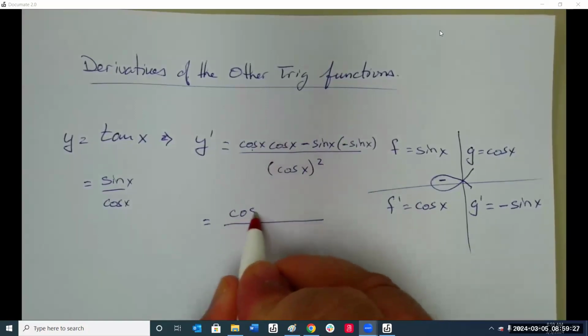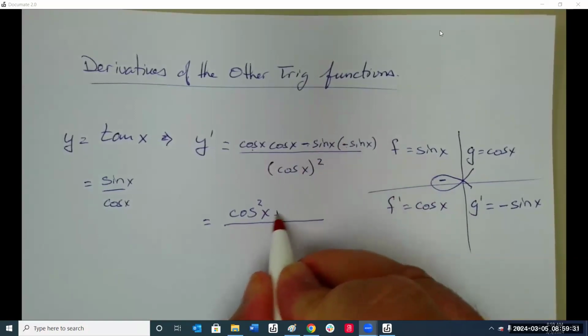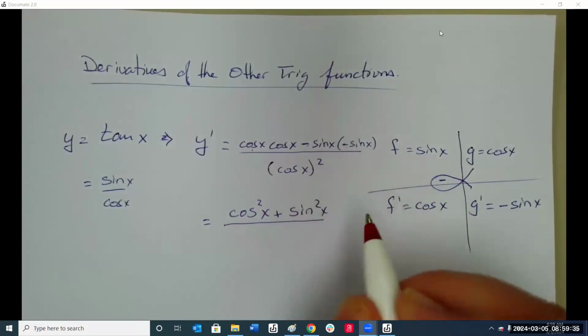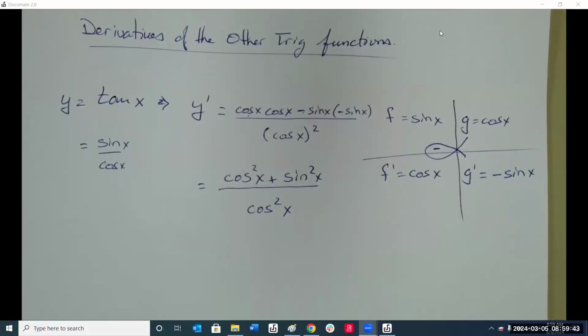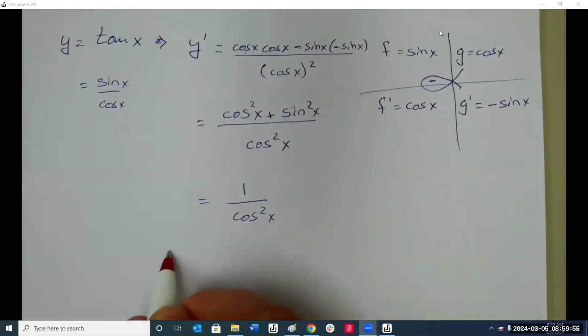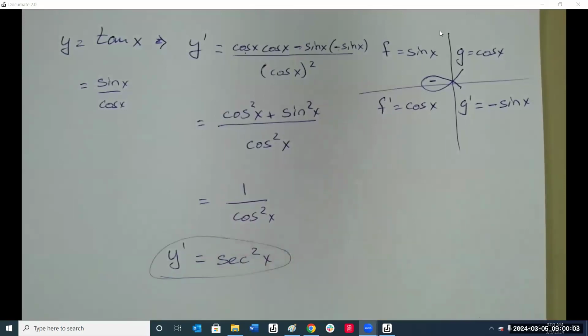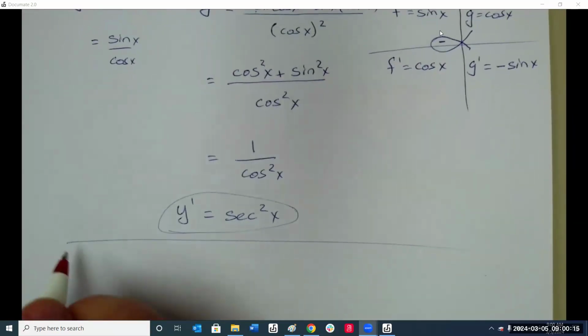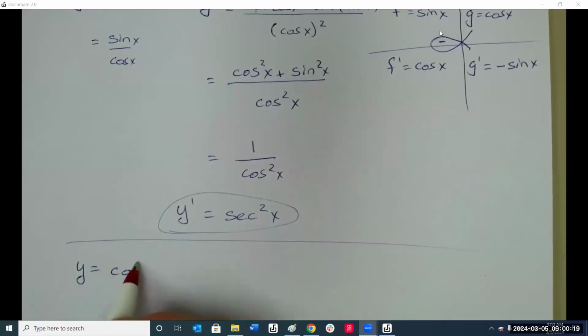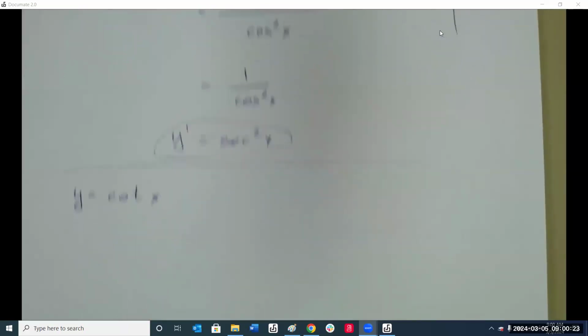Cosine times cosine is cosine squared x. Negative times negative is a positive. Sine times sine is sine squared x, over cosine squared x. Cosine squared plus sine squared x is 1. So our derivative, 1 over cosine squared, is secant squared. Let's look at the derivative of cotangent x.